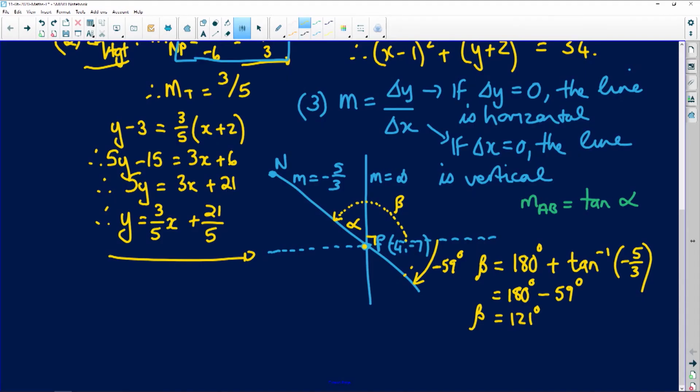Okay, so now we can finish off. What is alpha? Alpha is this beta minus 90 degrees. And if you take 90 degrees away from that, your result for this angle is indeed 31 degrees. So the angle over here that they're asking us to find is 31 degrees.